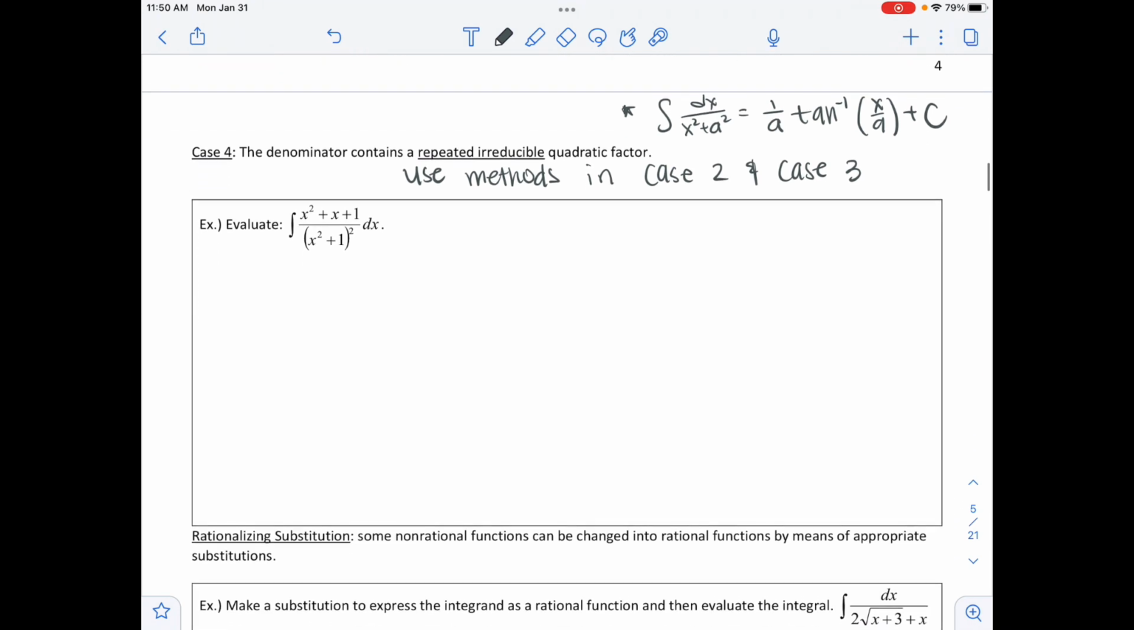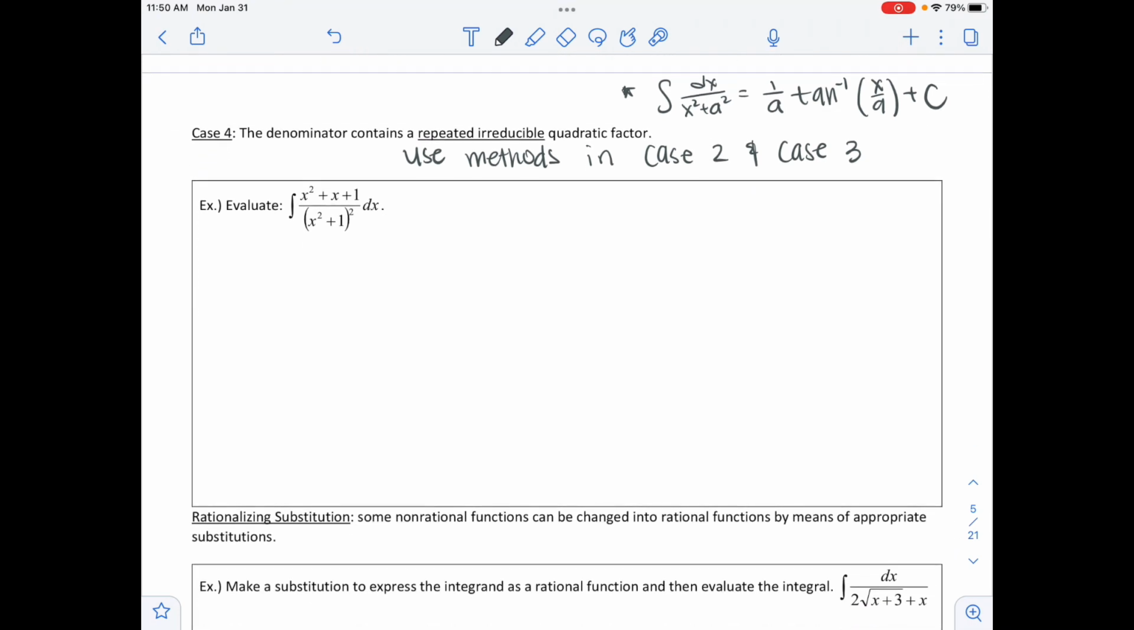On the next page, we have case 4. I rewrote our integral of 1 over x squared plus a squared again for us, so we have it there to look at. And then case 4 says the denominator contains a repeated irreducible quadratic factor. So this time it's still an irreducible quadratic factor, but it's repeating. So in the example down below, you'll see the x squared plus 1, which is irreducible and quadratic, and it's repeating because it's quantity squared.